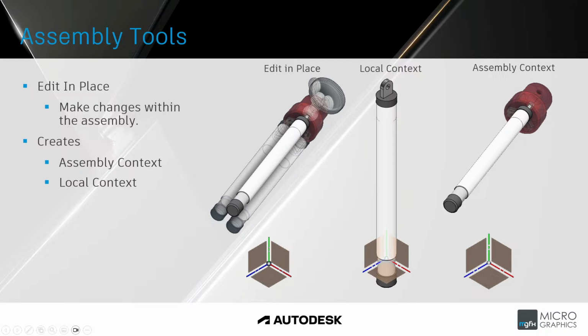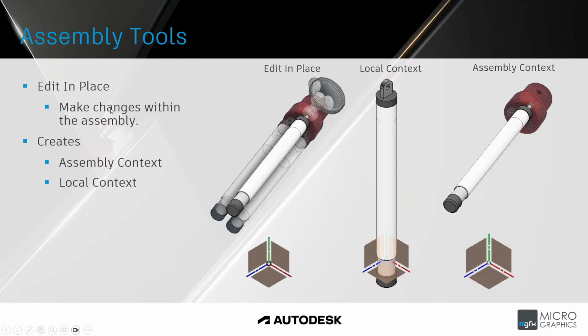So here we have once again that camera tripod, and I spoke earlier about being able to edit in place and make changes to one of the sub-assemblies. So here we've got that leg sub-assembly that was being edited, and you can see that the rest of the assembly remains visible. We can see the rest of that assembly in context with the leg of the tripod.